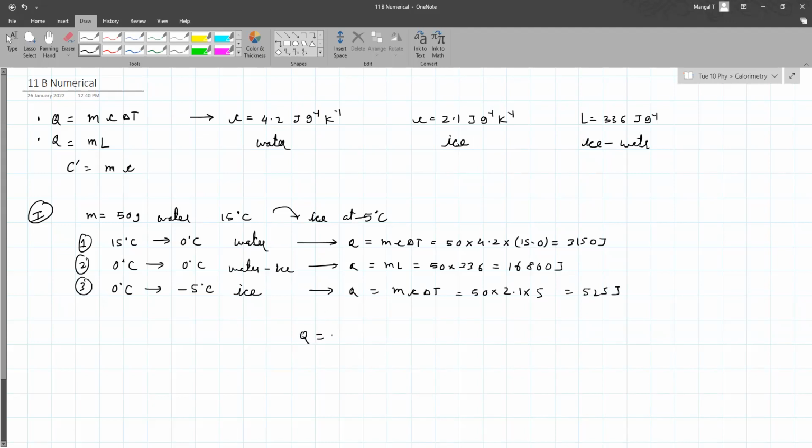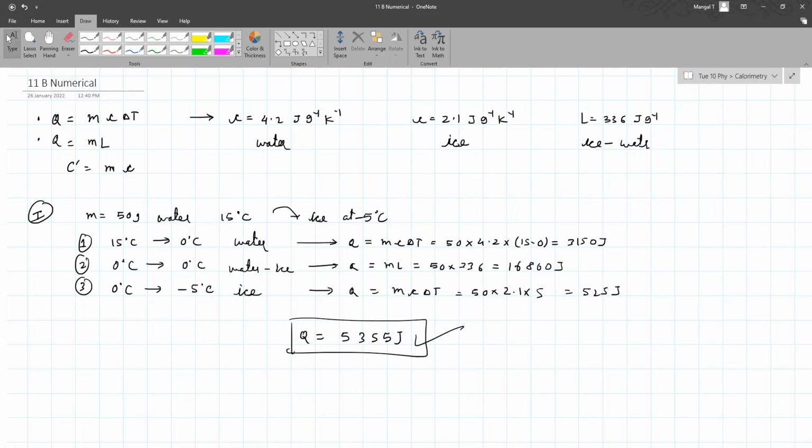So the total energy is 3150 plus 16800, and then you will have 525. So that will be 20475 joules. So 50 grams of water from 15 degree is brought to -5 degree. The amount of heat that will be lost by the water will be this much. And there are appliances like a refrigerator which helps us to take away heat from a substance.